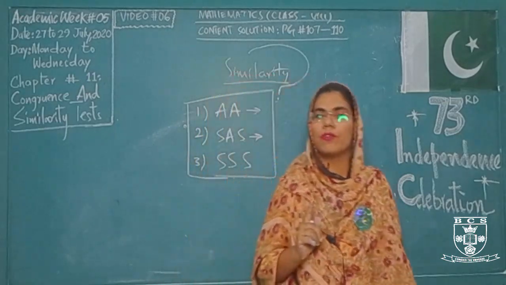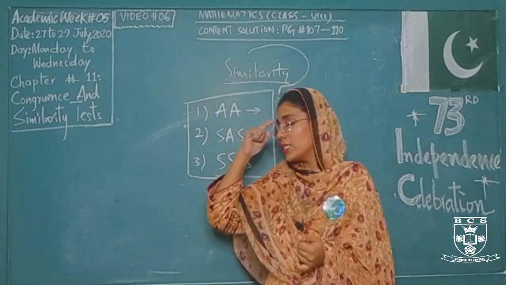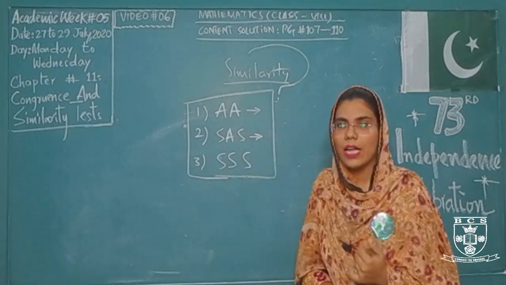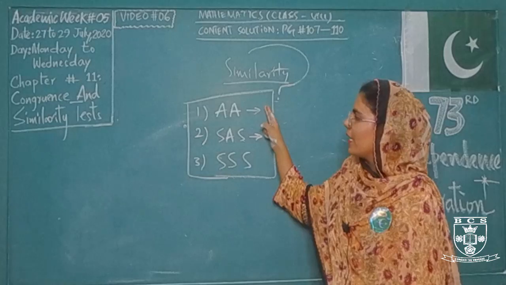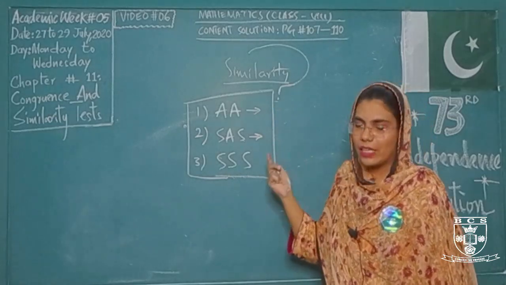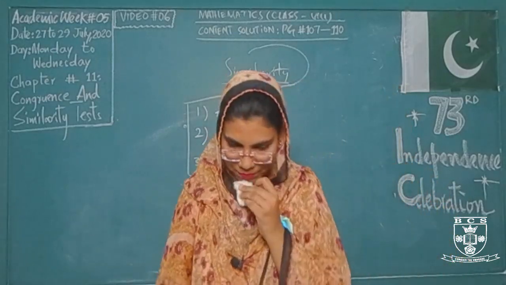In the book we have different questions in exercise 11B. In some questions the similar triangles are given, in some questions the similar triangles are not given. So we will apply these same three rules for solving them and for proving whether they are actually similar or not similar.